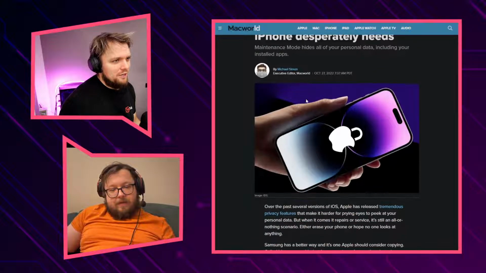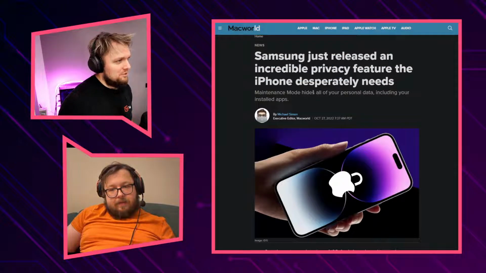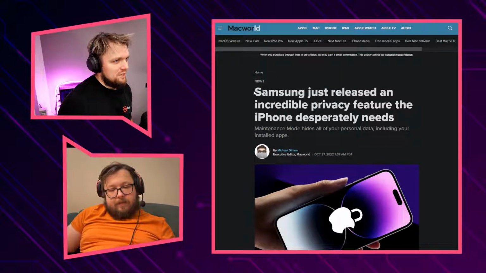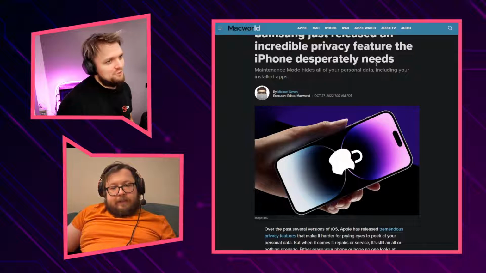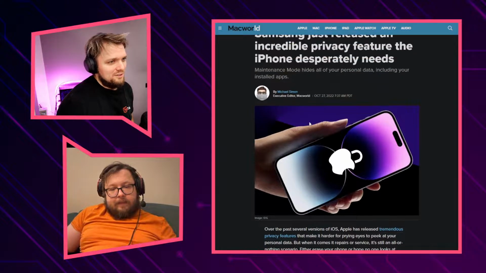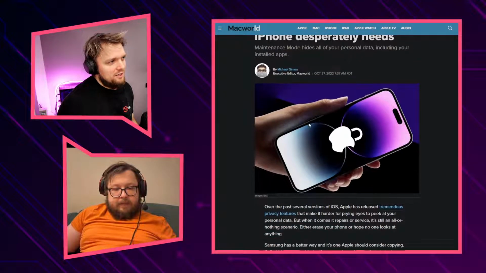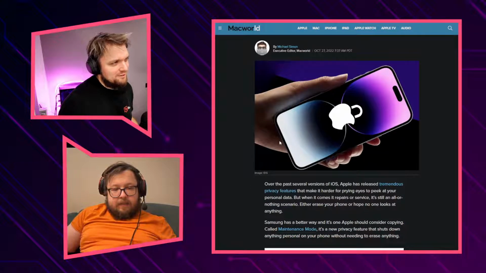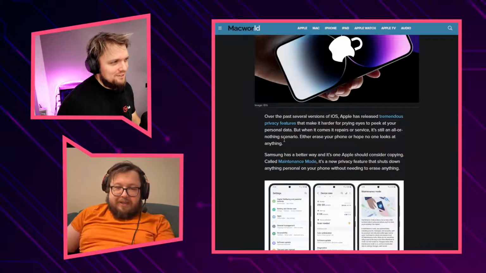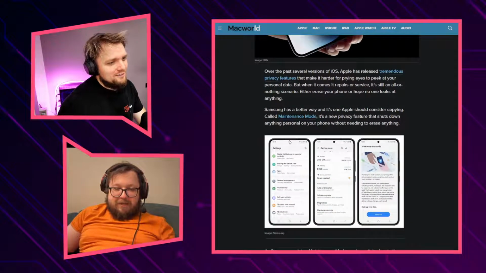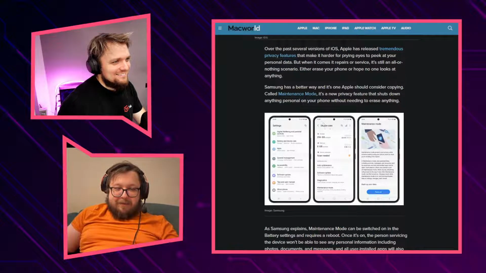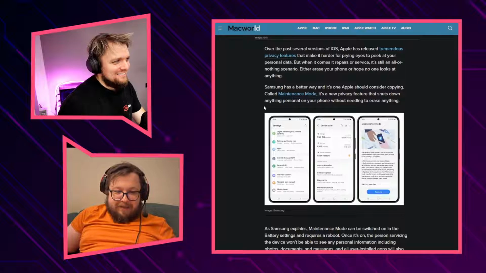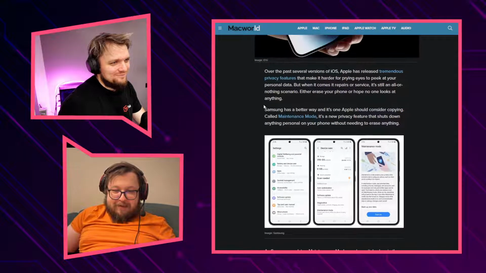And the next one is a feature that I'm actually a little bit jealous about. Samsung just released a privacy feature that iPhone desperately needs. Okay, this is a little bit of a sensationalist headline, but desperately needs. Come on, Tim. Like, what are you doing? Instead of adding USB-Cs to the phone, you better do that. I don't know what we're talking about.